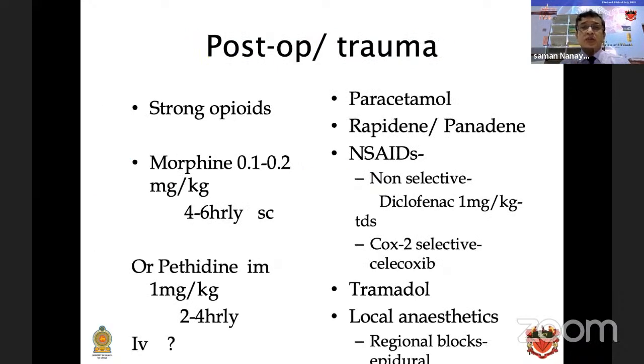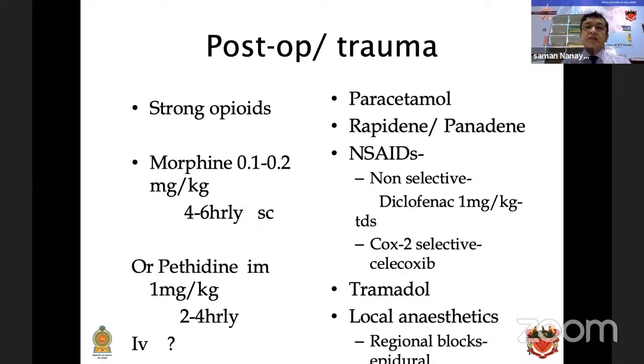We are not going to go into great details. I'll give an example here. Let's say you have a patient who has undergone a surgery or a patient who is after trauma. He's in severe pain. So assume all surgeries, all procedures are painful. Give them a good dose of opioids if they are in severe pain.